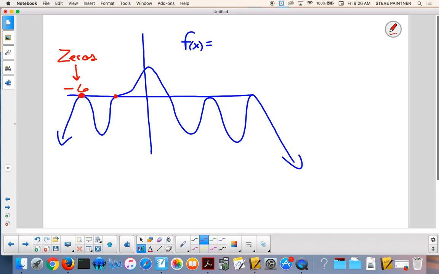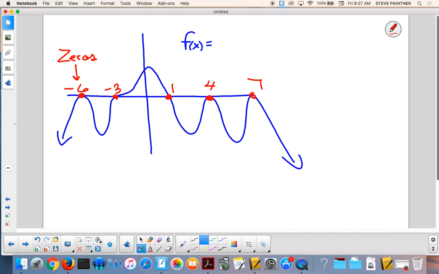This one right here. I think it's negative 3. It kind of crawls, it's kind of slow, but it hits negative 3. Next. 1. Next. 4. Okay, next. 7. Okay. We have all the zeros.